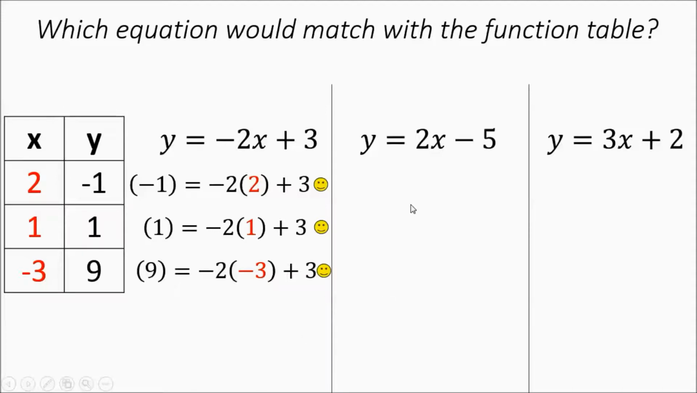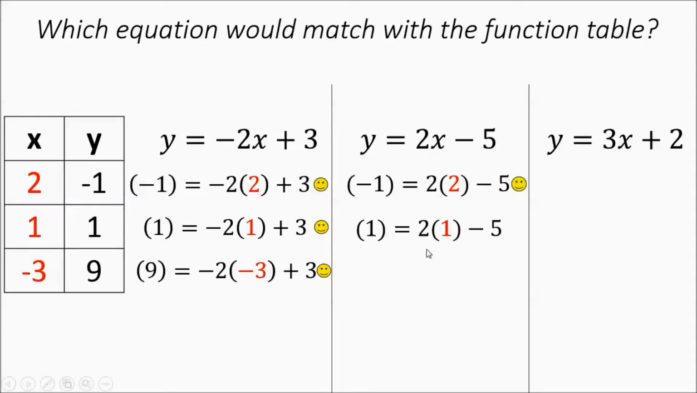I'm just going to double check that these others don't work. So the first one, I put in the ordered pair of 2, negative 1. That works out to 4 minus 5. That one does work. But as soon as I put in the next ordered pair, 2 times 1 is 2 minus 5. That's not going to work.